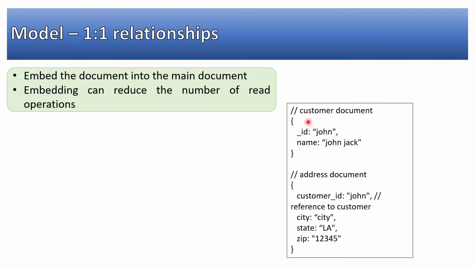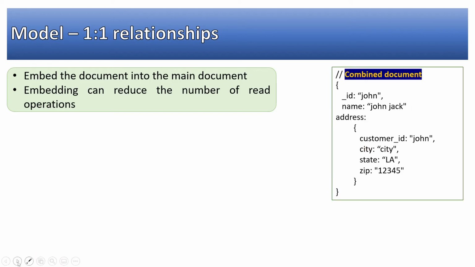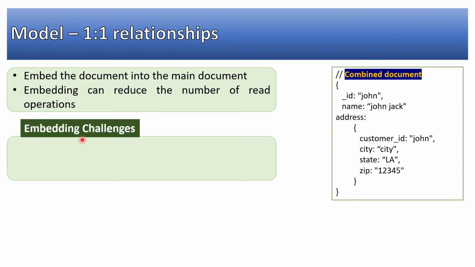So this is the example: a customer document and an address document. There are two documents. After embedding, it is assumed that the customer has one address. The ID, name and address are merged together. It is embedded. Embedding challenges. What could be the embedding challenges? Have you given thought to what they could be?